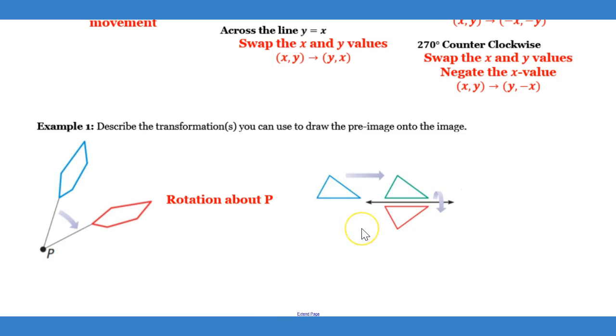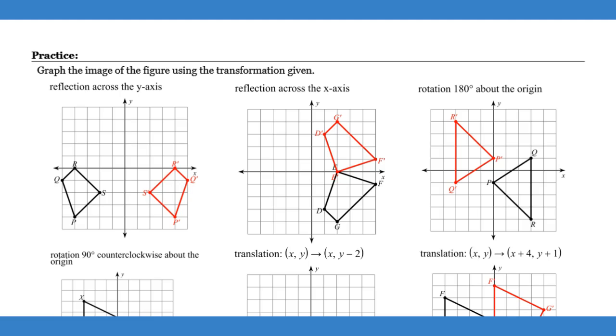In the second example, we've got a couple of transformations. We've got the blue triangle moving to the green triangle, and this looks like a translation because all we're doing is sliding. And then the green triangle is being flipped over this line, which would be a reflection. So we're doing a translation first and then a reflection.